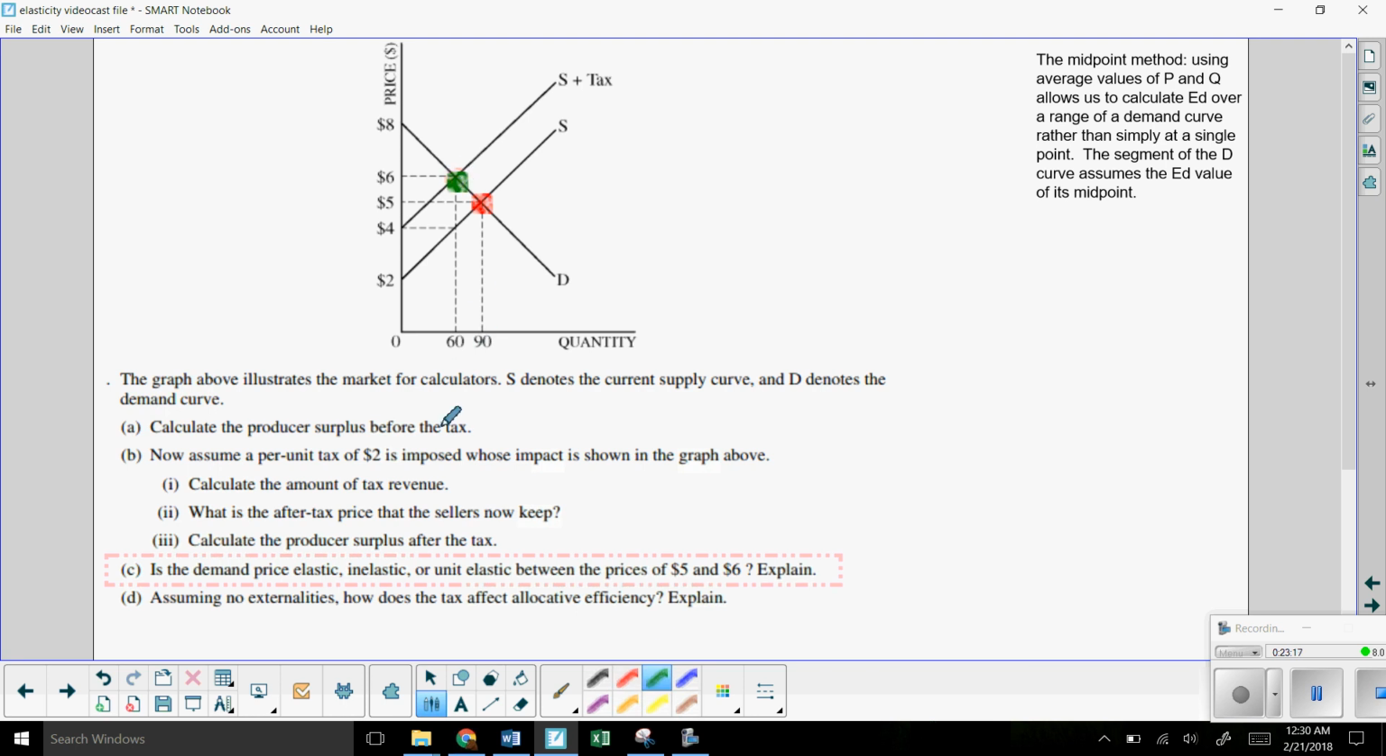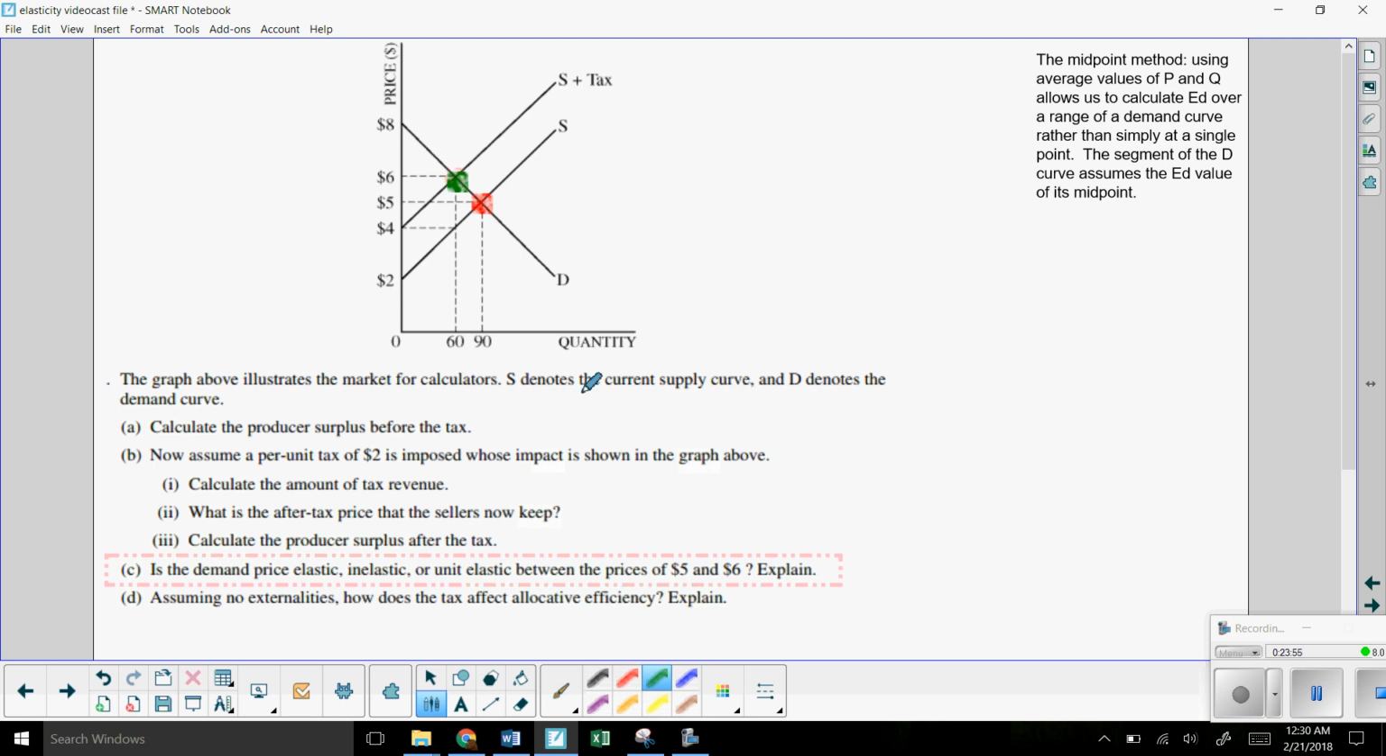Now at the green point, we could do P over Q, and that would be 6 over 60 times 1 over the slope, so that's 1 over negative 1/30th. And then we just flip that second fraction around, we'd get negative 180 over 60, or negative 3. When we drop the negative sign, the value of ed right there is 3. If we do the same thing over here, we're going to get a value of negative 1.66. So the value of ed there is like 5/3. Both of those are greater than 1, so this is part of the elastic range of the demand curve.